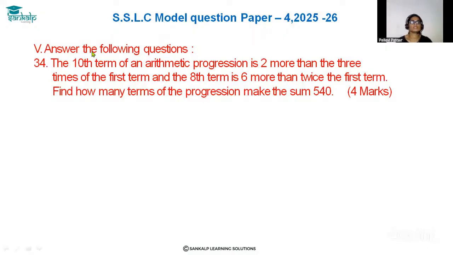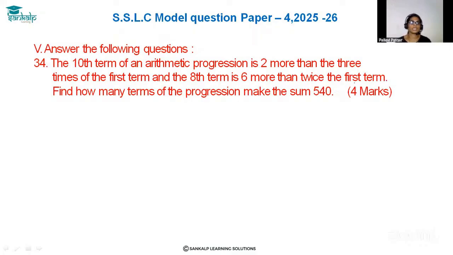Hello everyone. Fifth main, answer the following questions. Look at question number 34. The 10th term of an arithmetic progression is 2 more than 3 times the first term, and the 8th term is 6 more than twice the first term. Find how many terms of the progression make the sum 540.